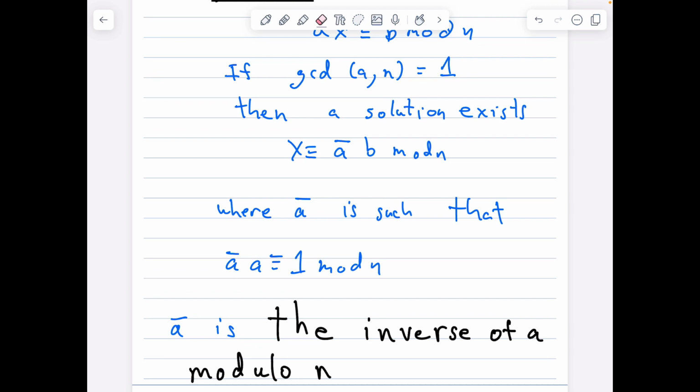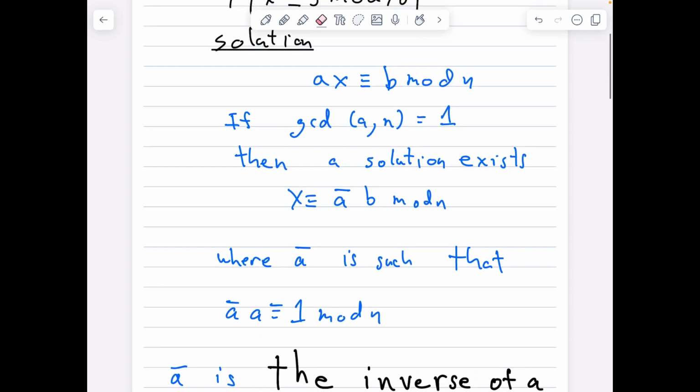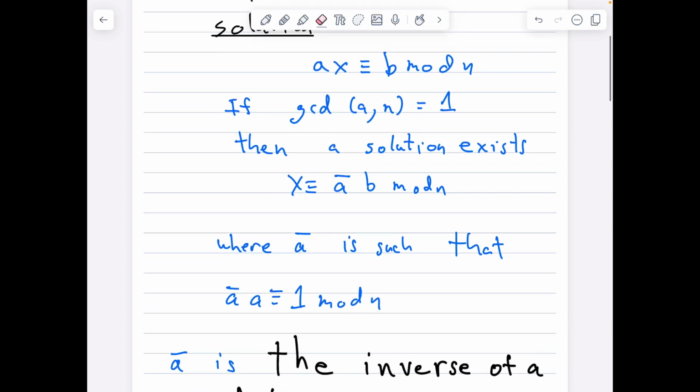Okay, now there are other conditions where there might be a solution to a congruence equation. However, this is a prescribed method and it guarantees a solution. If the GCD of a and n is not equal to 1, it's possible that your congruence would have a solution, but it's possible it does not. And we don't really have a prescribed method for that.